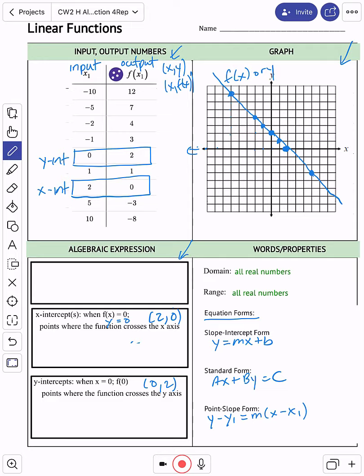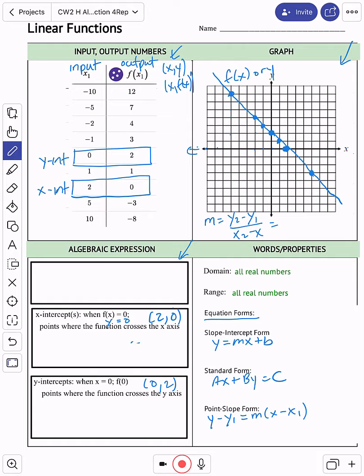So I think let's go ahead and find the first form of algebraic expression, which is slope-intercept form. It's my favorite. So we know b already, right? So b is going to equal 2. We just need to find slope. And we know slope is rise over run, y2 minus y1 over x2 minus x1. And you can actually find it by looking at the graph.